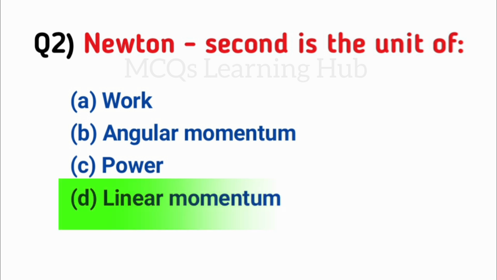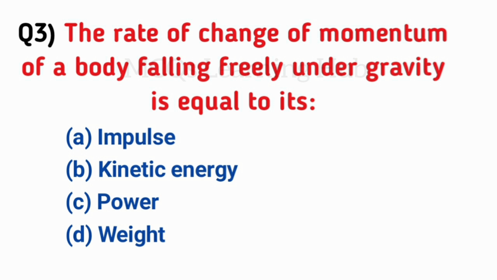Option D is correct. The rate of change of momentum of a body falling freely under gravity is equal to its.